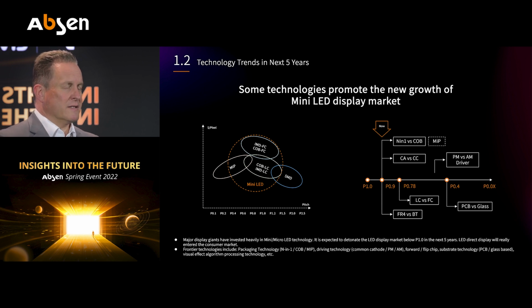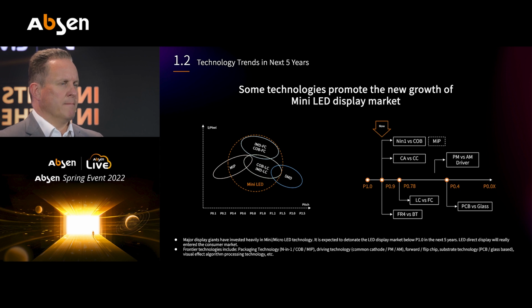But then on the right-hand side, you see that we speak about a lot of different technologies coming up, kind of competing against each other, but it's more a kind of decision-making that needs to be done. So there we have the N-in-1, which, for example, means the 4-in-1 versus the COB. We have then, as an additional step, the MIP. We have the common anode technology versus the common cathode technology. We speak about passive matrix driving versus active matrix driving for the driver ICs.